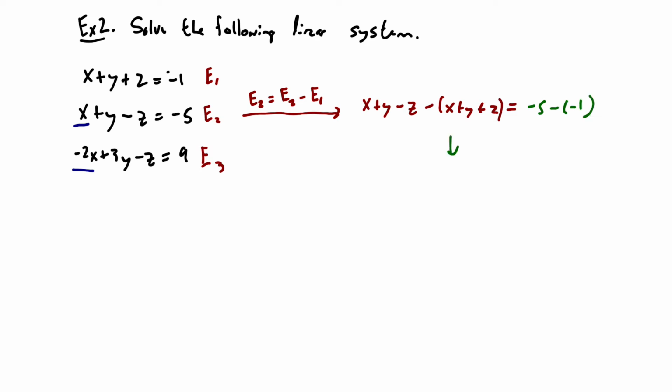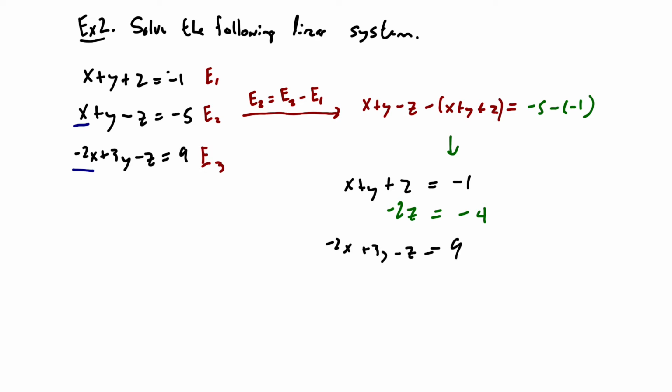So let's simplify this first. This is then going to become x minus x is 0, y minus y is 0, and negative z minus z is negative 2z. This is going to be equal to negative 5 plus 1, which is negative 4. And we haven't changed anything with equation 1 or equation 3, so we'll rewrite these. So we'll get x plus y plus z is equal to negative 1, and negative 2x plus 3y minus z is equal to 9.